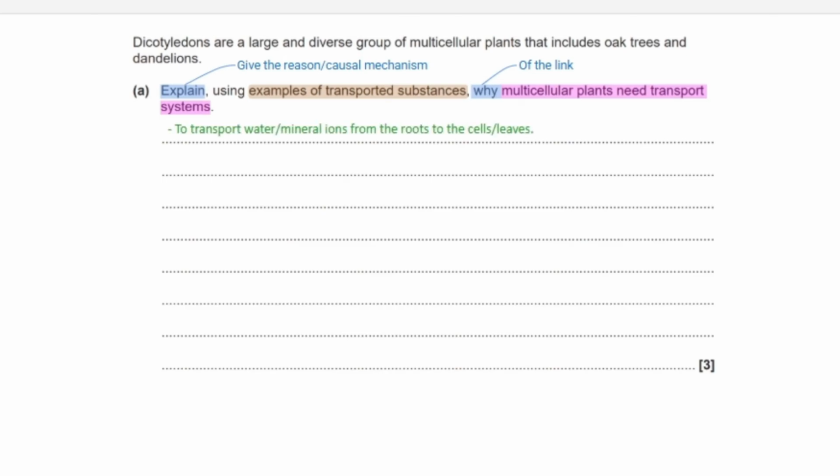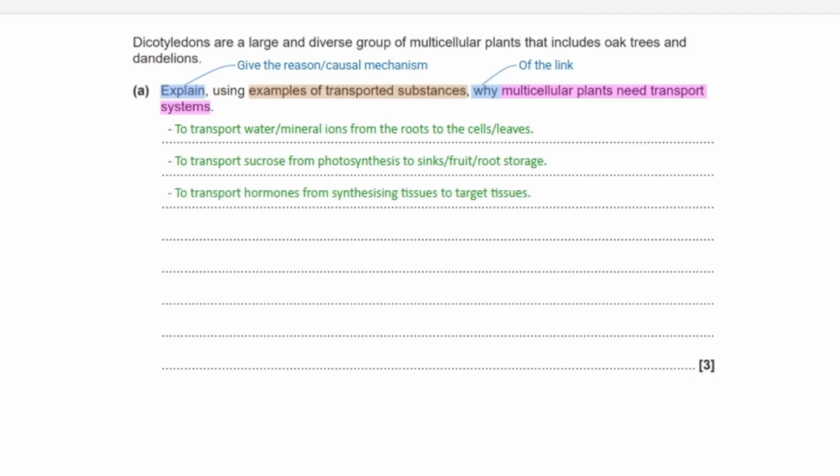The first point that we can consider is the transport of water or mineral ions from the roots to the cells throughout the rest of the plant body or to the leaves, which you could argue are for photosynthesis. However, we don't need to explain what these substances are for because we've not been prompted for it. We could then talk about the transport of sucrose from photosynthesis to sinks such as the fruit or to root storage tissues or any tissue which is going to be taking it up.